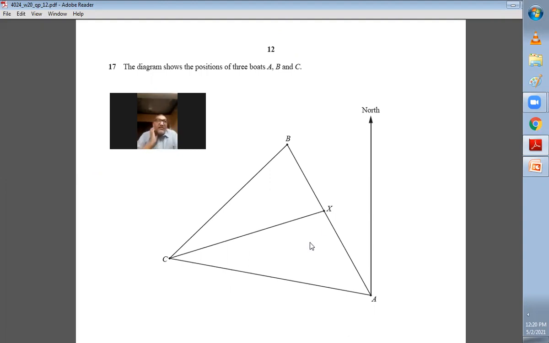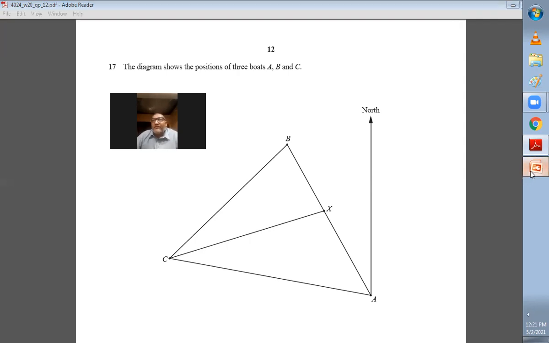This angle will be a reflex angle, more than 270 degrees. If I want to measure it directly, because he used the word measure, I will use the protractor, but with the protractor I can only measure up to 180 degrees. So the simple method: I will measure this angle with the protractor, and then subtract it from 360, and I will get the bearing of B from A.